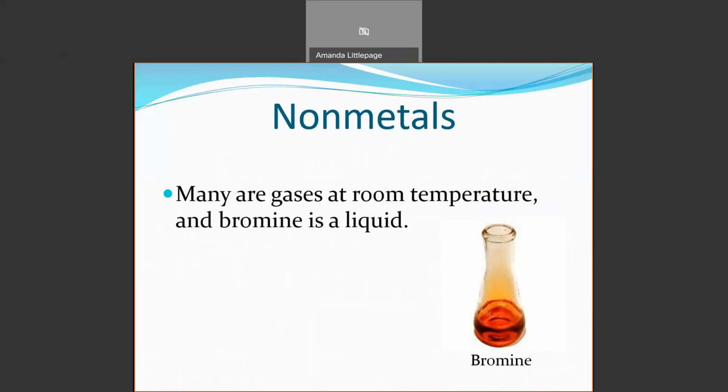So if you go back to the periodic table and you look at everything on there, hydrogen is a non-metal, it's a gas. Helium, neon, argon, krypton, all gases. Oxygen, nitrogen are gases as well. Things like carbon, sulfur, phosphorus, those are some examples of non-metals that are solids. But bromine is an exception because it is, in fact, at a liquid state at room temperature, which is around 23 degrees Celsius or 72 to 73 degrees Fahrenheit.